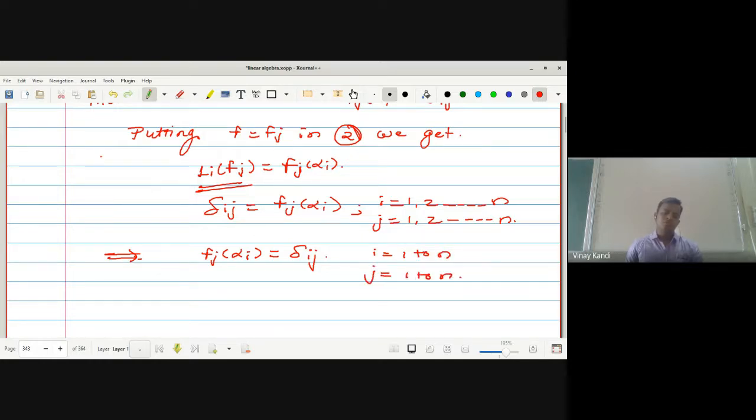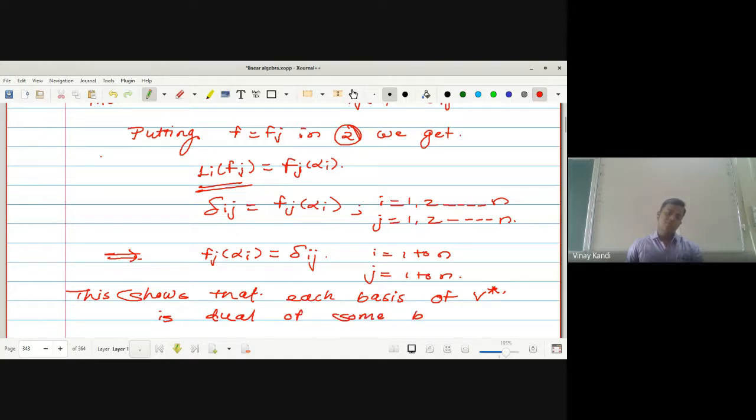Hence, this shows that each basis of V star is dual of some basis for V.